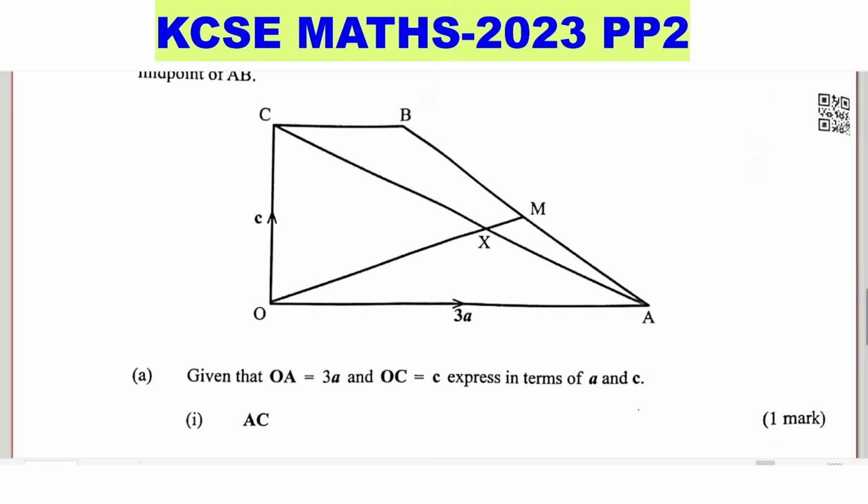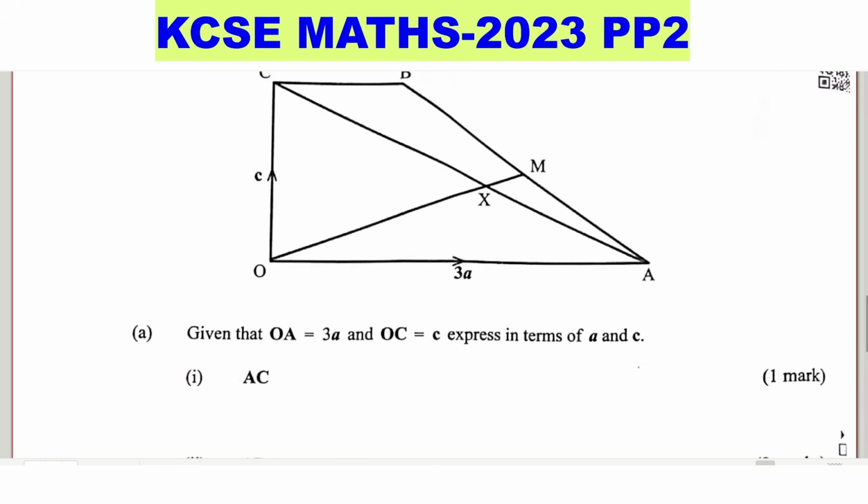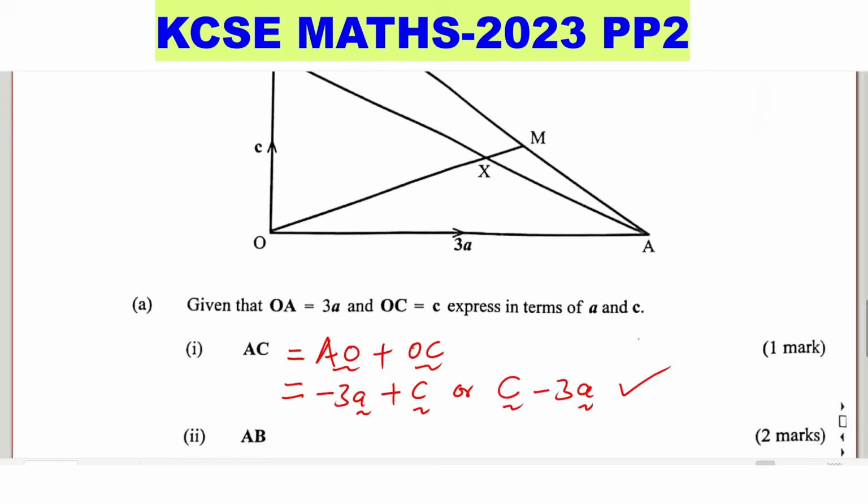So AC will be given by from A to O, then from O to C. That is how we get AC, from A to O plus O to C. AO, you're moving in the opposite direction of the arrow from A to O, so that will be negative 3A plus OC, so AC, or you can write it like C minus 3A. That is the first part.